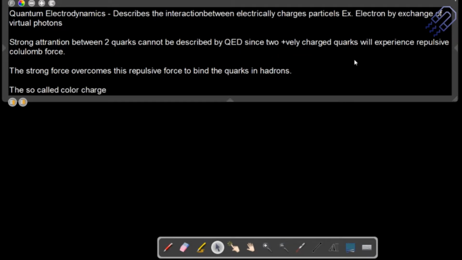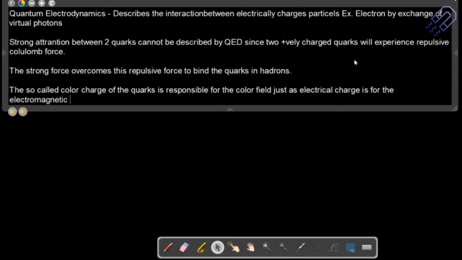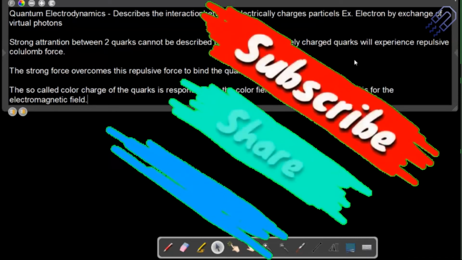The so-called color charge of the quarks is responsible for the color field, just as electric charge is for the electromagnetic field. Whenever you have any kind of electric charge, you know there is a field around it, and on paper, at least theoretically, this field exists up to an infinite distance, right, up to infinity.